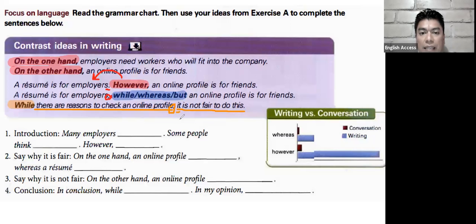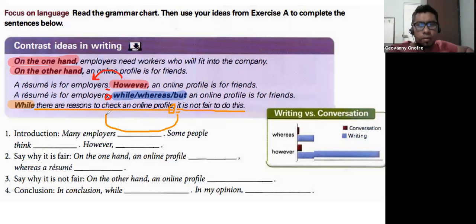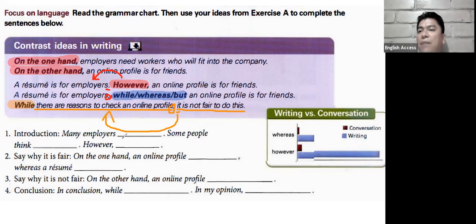It is online. The action to check, of checking the online profile. Yes. And they are connected with a comma and the word "while" at the beginning. Comma and "while" at the beginning. So, while there are reasons to check an online profile, it's not fair to do this.